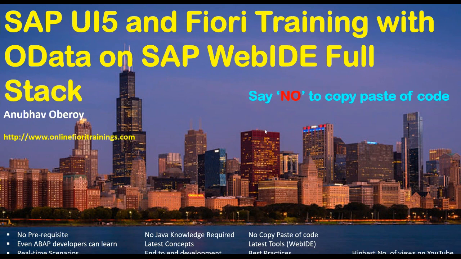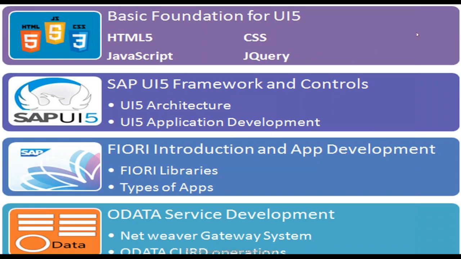With that, let's get started. A quick overview, the course outline, the phases of the course. The first phase of the course includes foundation for UI5, which includes HTML5, CSS, JavaScript, and jQuery. This will be covered as part of the course, and without any prior knowledge of these things, you will be able to learn these foundation things.